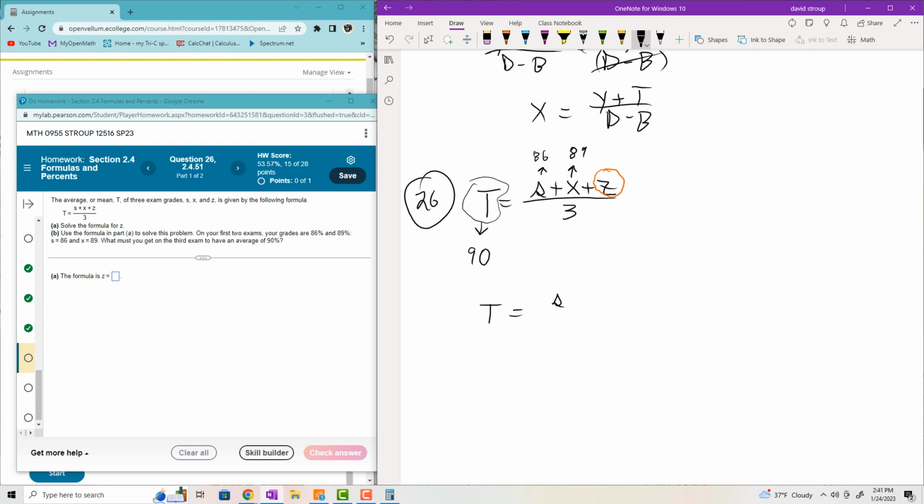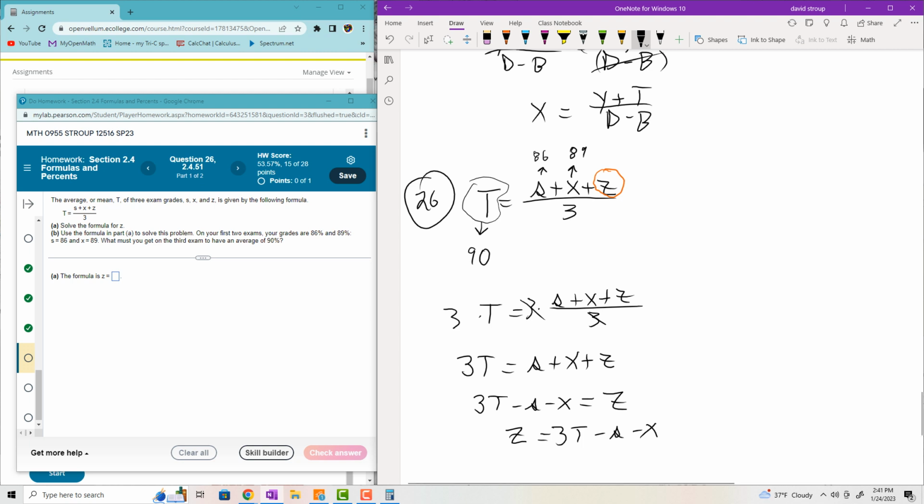So again, write in the formula. I'm going to multiply both sides by 3. On the left, I have 3t. On the right, the 3's will cancel out, just leaving me with s plus x plus z. And then you could solve for z by subtracting the x and the s to the other side. So I'd have 3t minus x minus s is z, and then flip-flop sides.